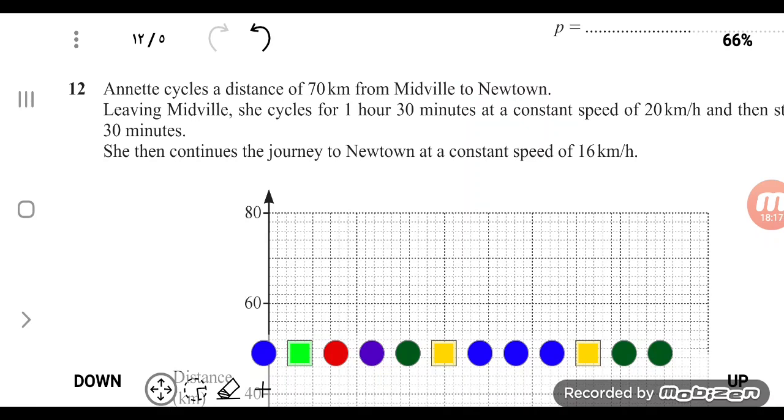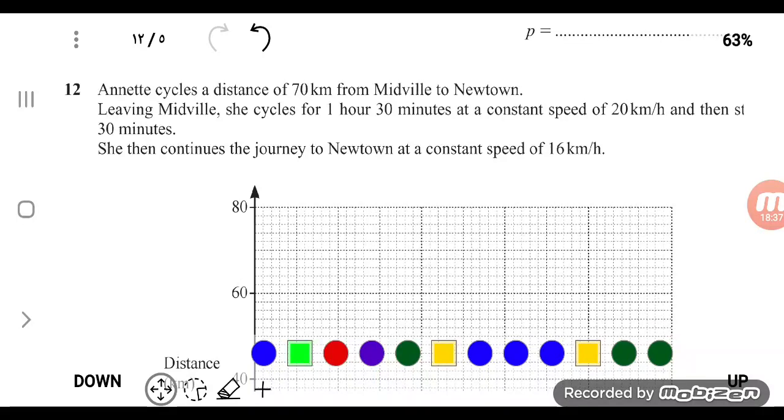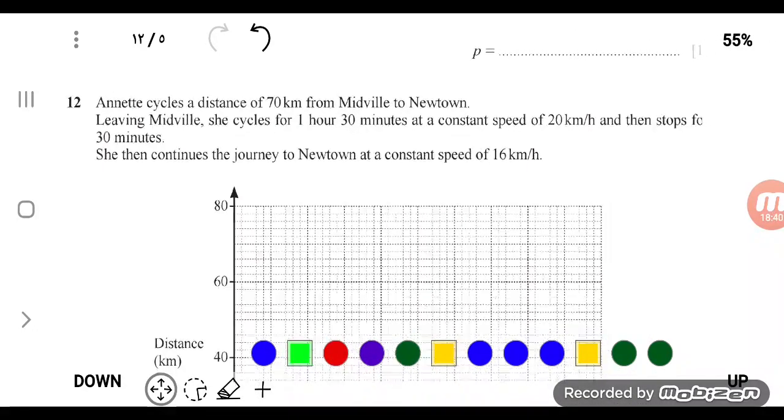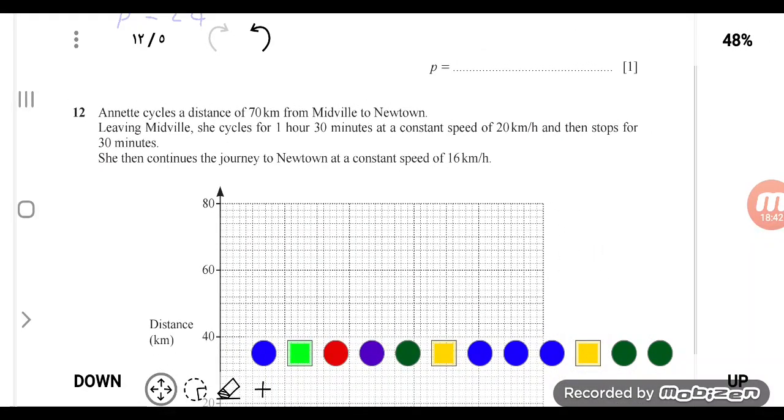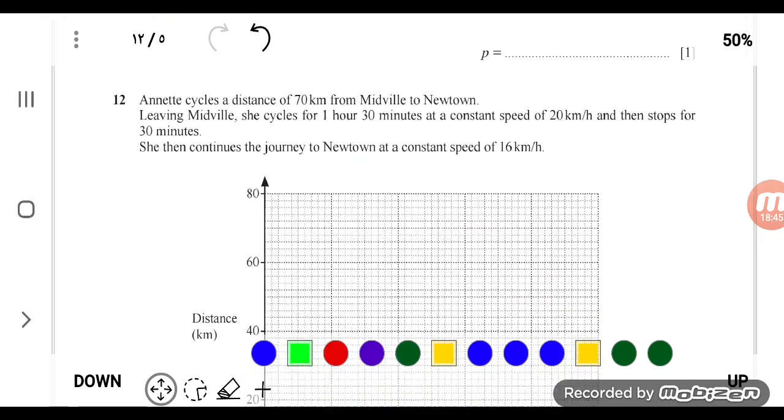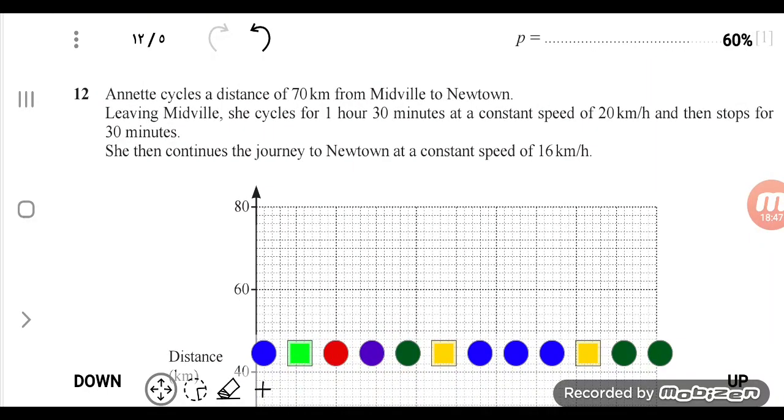Okay. Annette cycles a distance 70 kilometers from Midville to Newtown. So that's the total distance traveled. Leaving Midville, she cycles 1 hour 30 minutes, which means 1.5 hours, at constant speed 20 kilometers per hour, and then stops for 30 minutes. She then continues the journey to Newtown at constant speed 16 kilometers per hour.